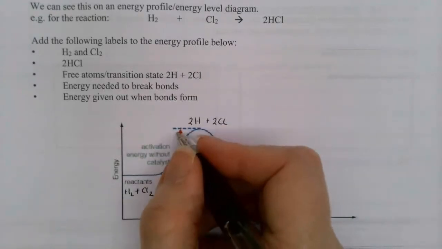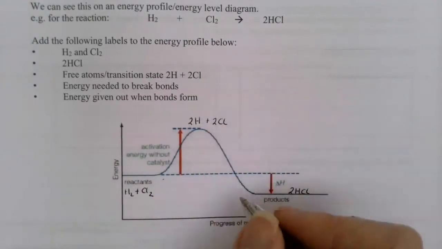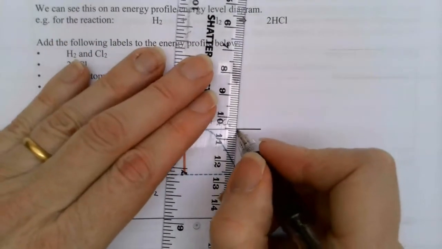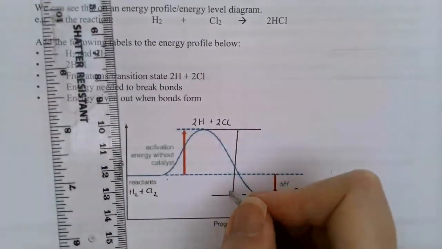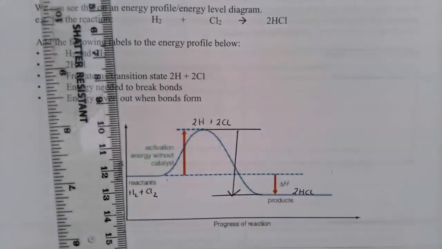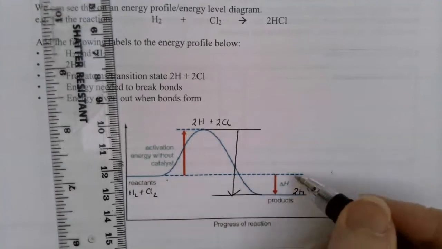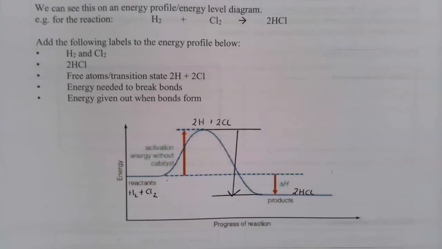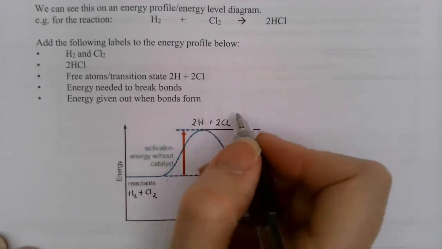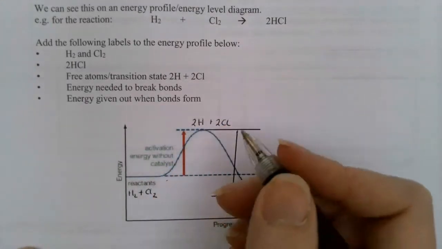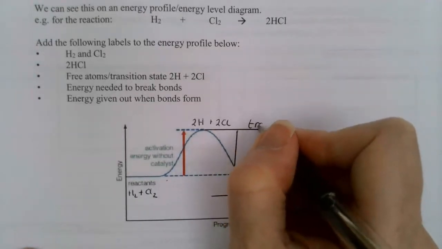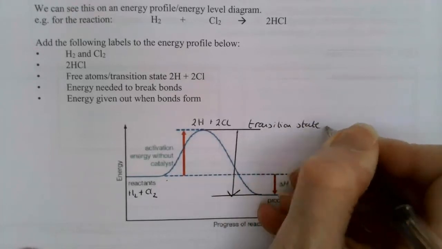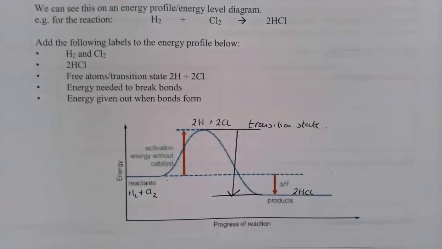So this is the energy needed to break the bonds, and then the total energy we get out. So the energy is here, and that's the energy released when we're making the bonds. And the difference between those two levels, the start and the end, that is our delta H value. One last thing, this top bit here, the top of the curve, we call this the transition state. Transition state. It's different from an intermediate, and I'll come back to that later.